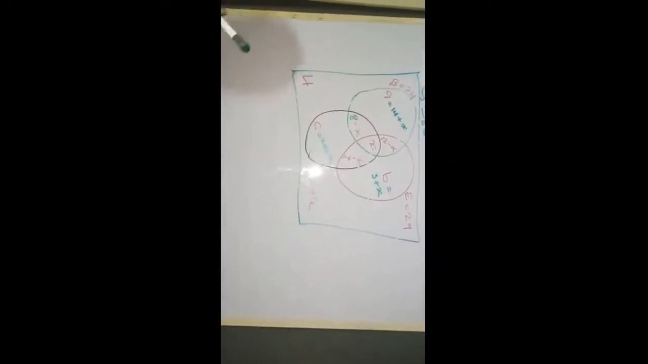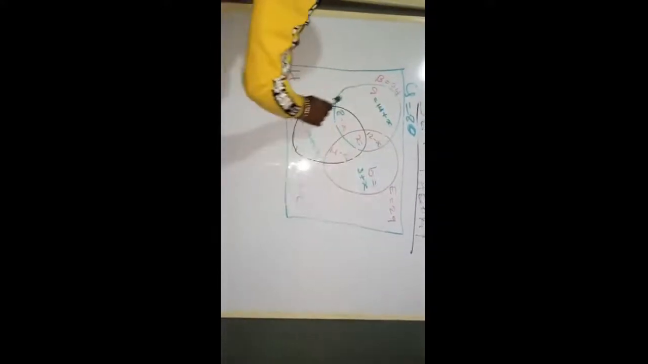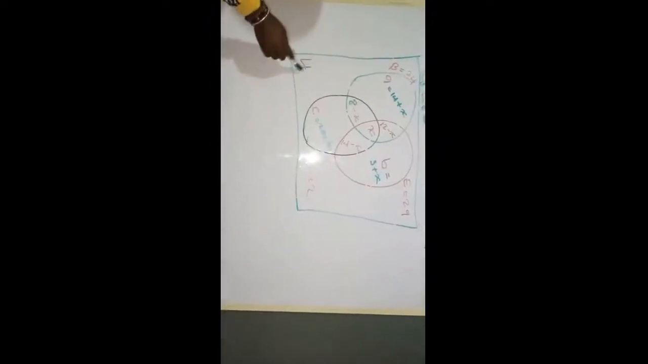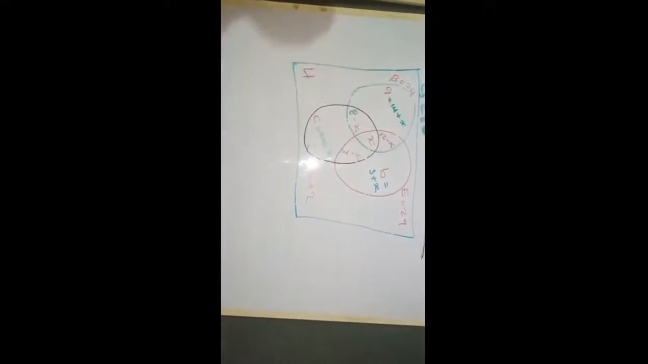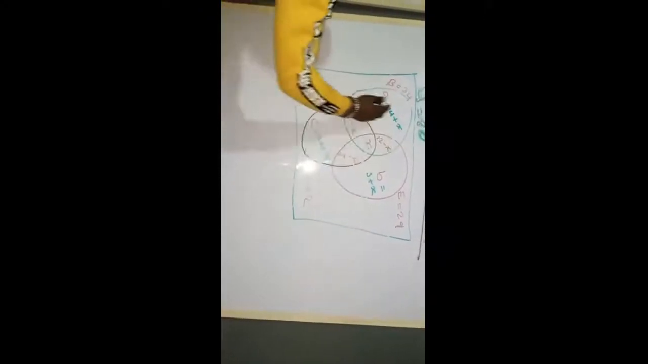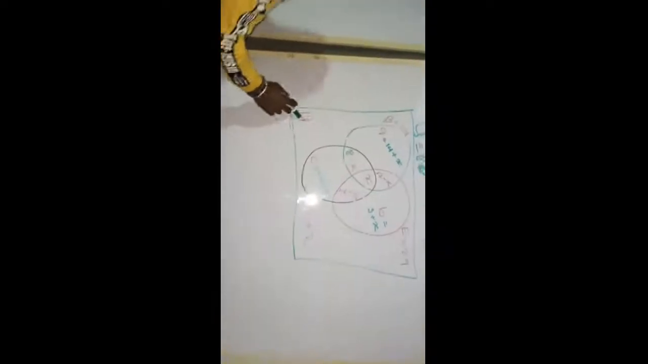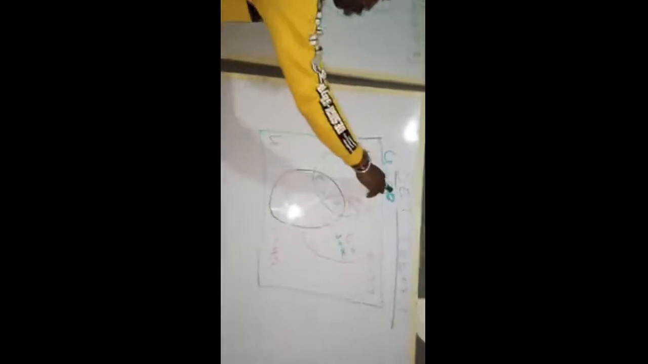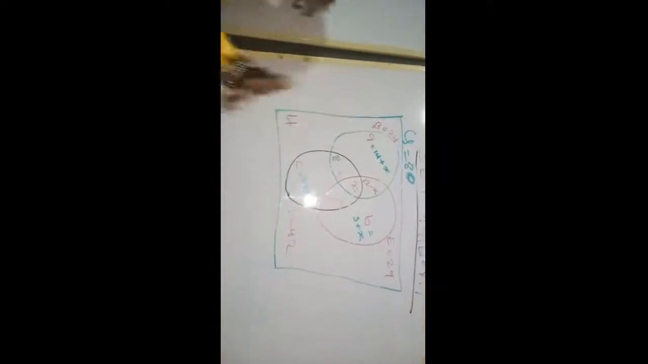So how do we look for x? We are now going to add everything within this circle, everything within this circle, then including this 4, which is the number of people that offer none, is equal to the universal set. That is how we are going to find x. Everything within the 3 circles, plus the number of people that do not offer any of the subjects, is equal to the universal set. That's how we are going to get our x. Then when we get x, everything has been solved.